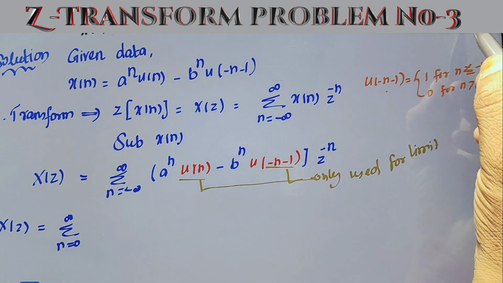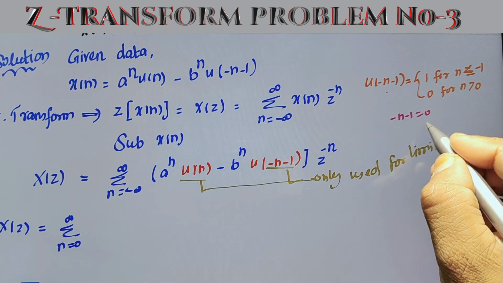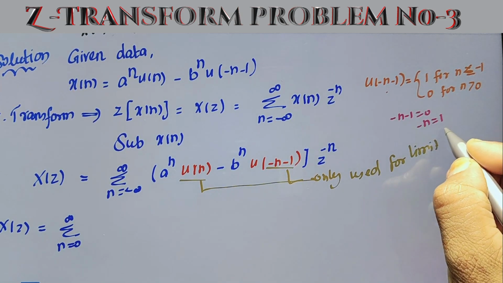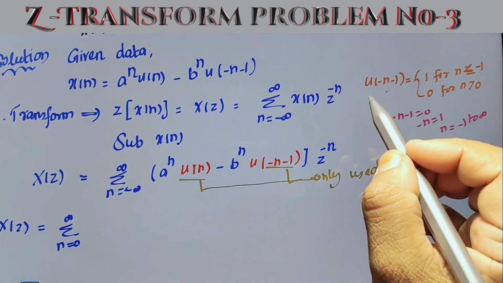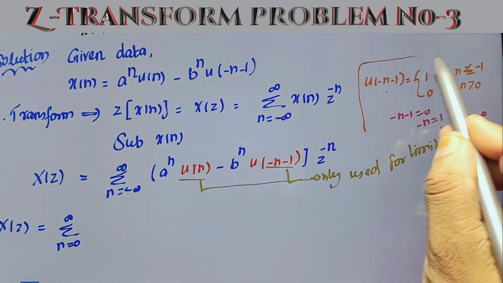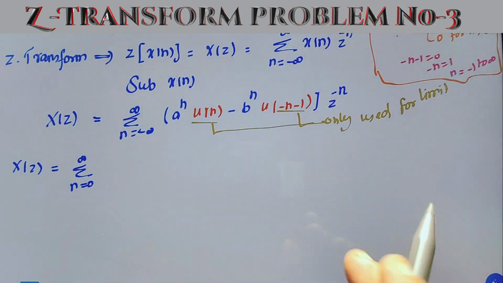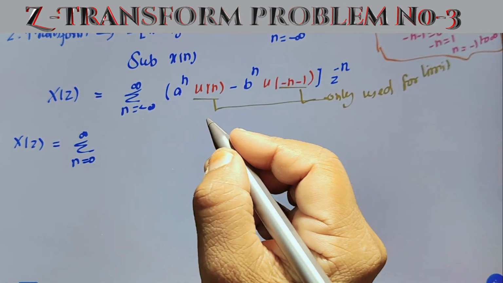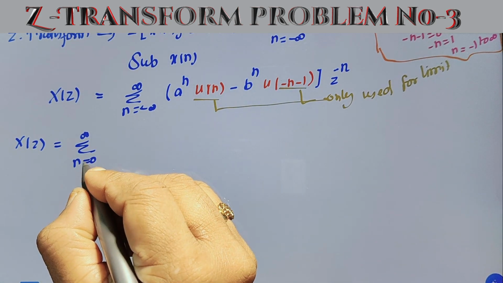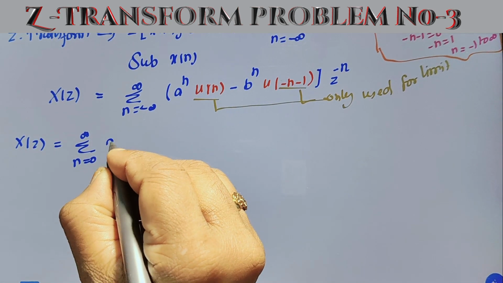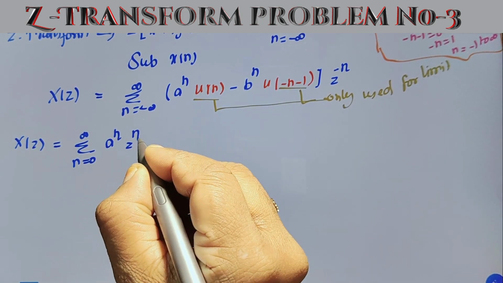See here, minus n minus 1 equal to 0 and minus n equal to 1. Then n equal to minus 1 to infinity. That is the negative range. This is a negative range. So, for understanding purpose, okay. Next, substitute the limit n equal to 0 to infinity a power n z power minus n.